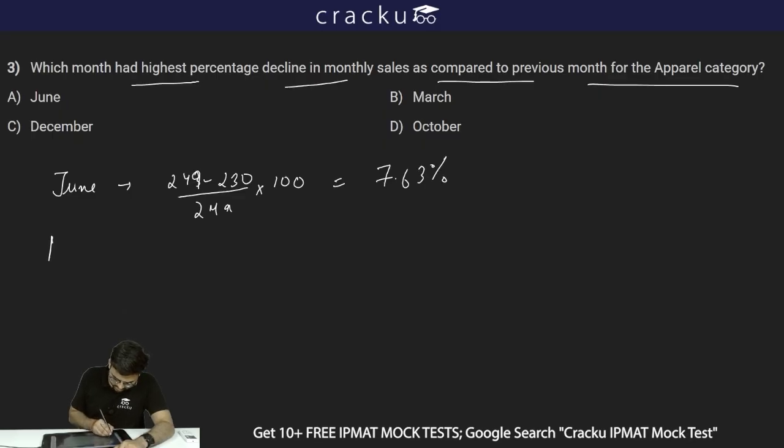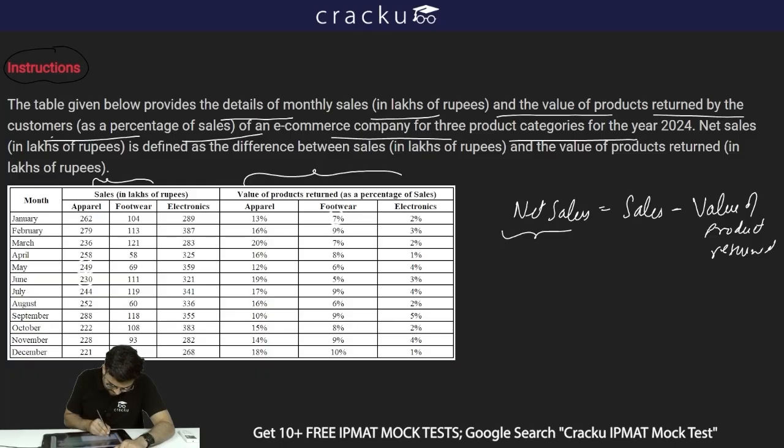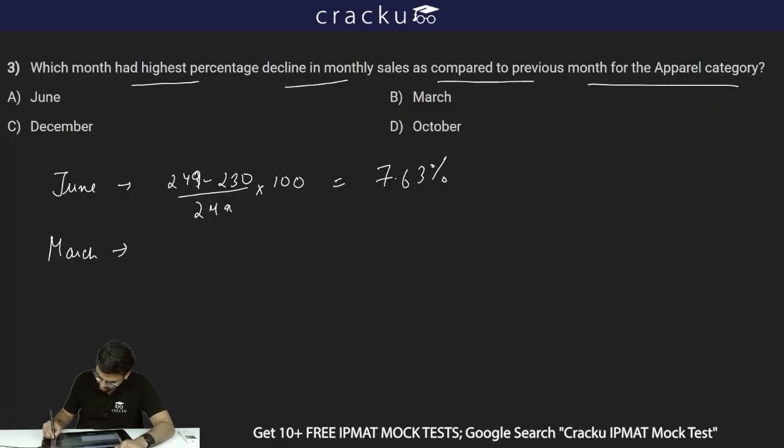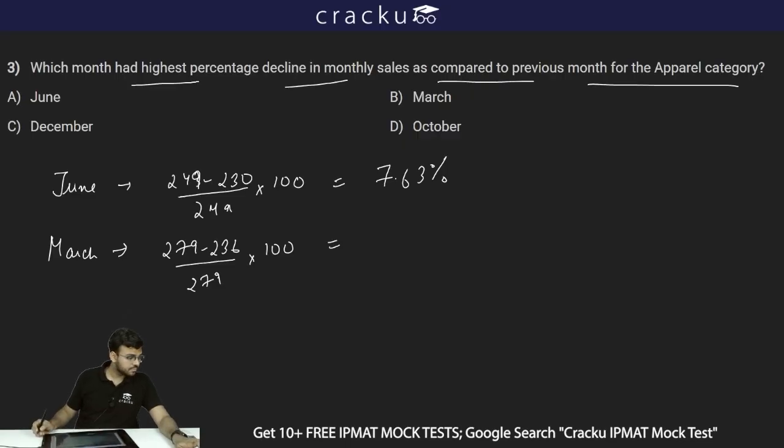Now let's look at March. For March the sales is 236 and for February the sales is 279. The percentage decline will be 279 minus 236 divided by 279 into 100. This will be equal to 15.41%. You can use the calculator here.